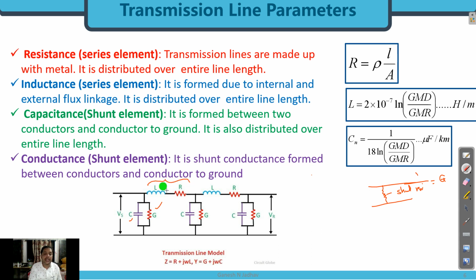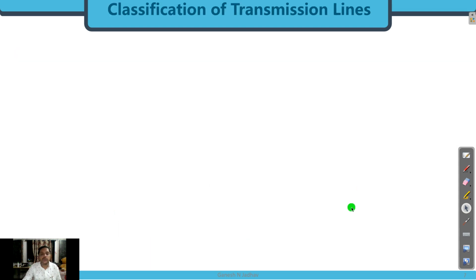The series element is given as Z, that is R plus J omega L, and the shunt element is in the form of admittance, given by G plus J omega C, or Y is also taken as G plus JB. So according to this, we have seen that a transmission line has four parameters: resistance, inductance, capacitance, and conductance. Let's move to the next topic.